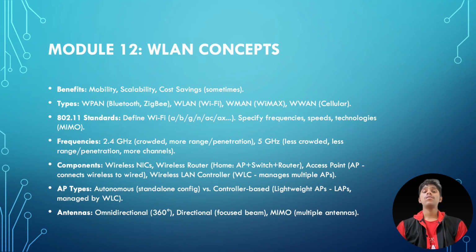Essential components include the wireless network interface cards, NICs, in the devices, home wireless routers, enterprise access points, and the wireless LAN controllers, WLC, for centralized management. We also distinguish between autonomous APs and controller-based APs. The autonomous APs are configured individually, while the controller-based APs are managed by the WLC. Basic antenna types are also covered in this module.